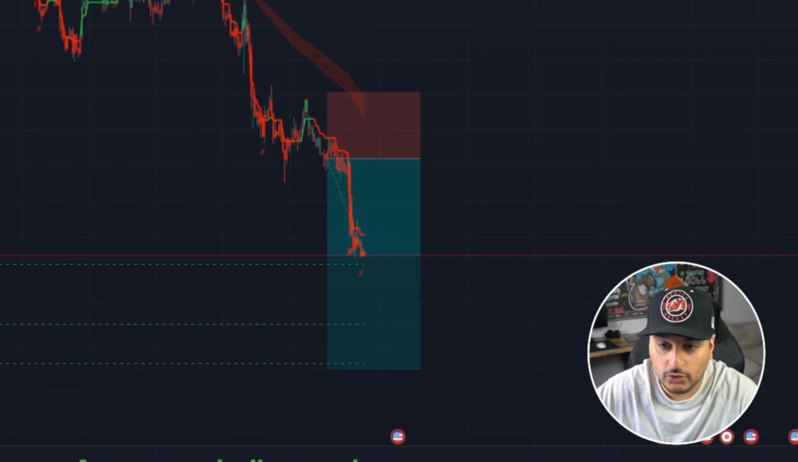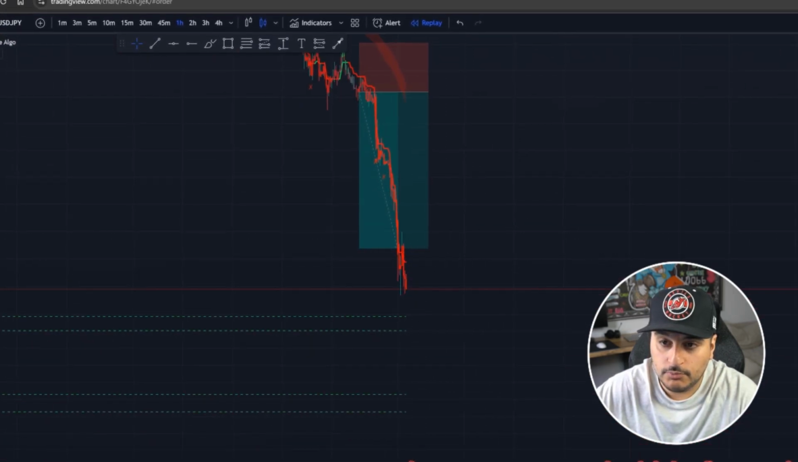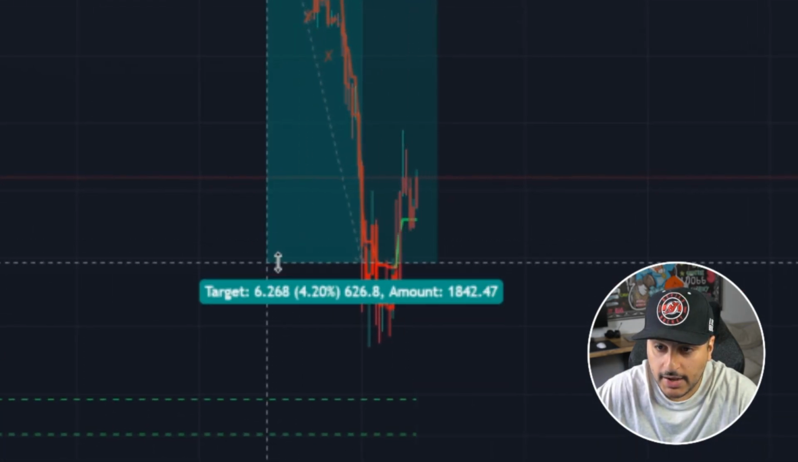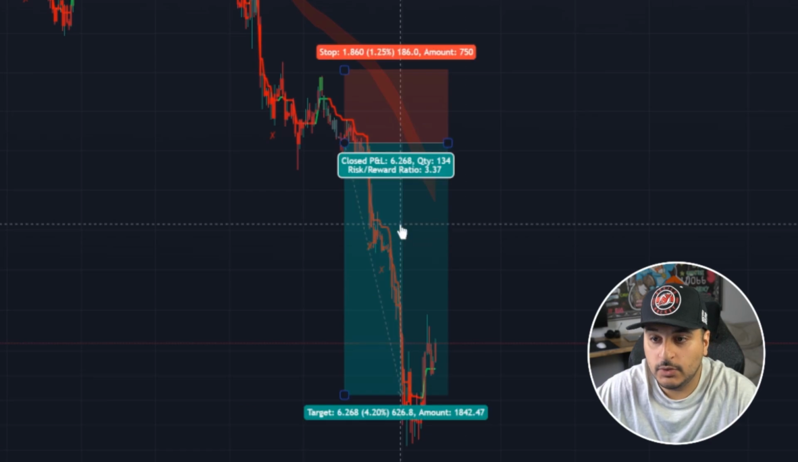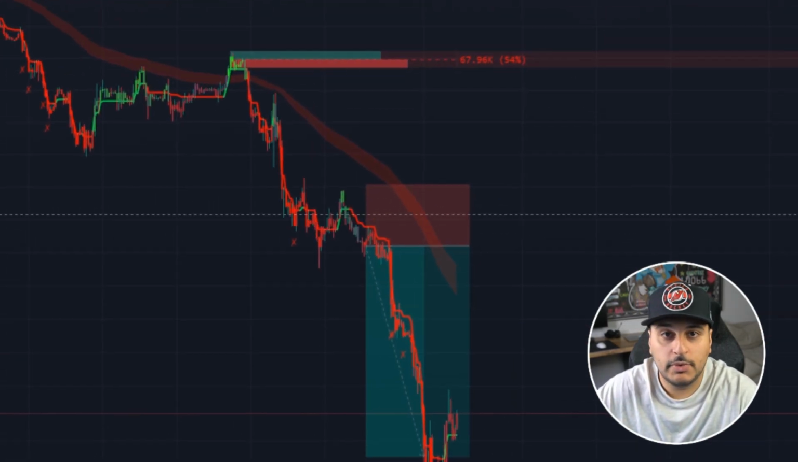The price doesn't go into our profit zone right there. As we can see, we already have really good profit in this trade. It turns green right there. This would have been our execute for this. And again, we get a 3.37 risk reward ratio on this trade. That would have been a nice winner.